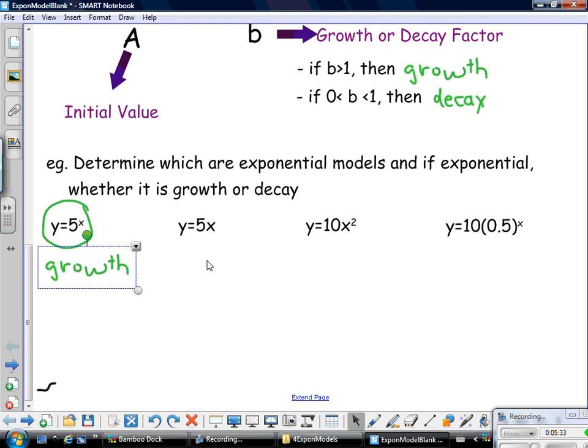The second question, we have a y, we have an x, but in this case, neither one, the x or the y, is an exponent, therefore it's not exponential.